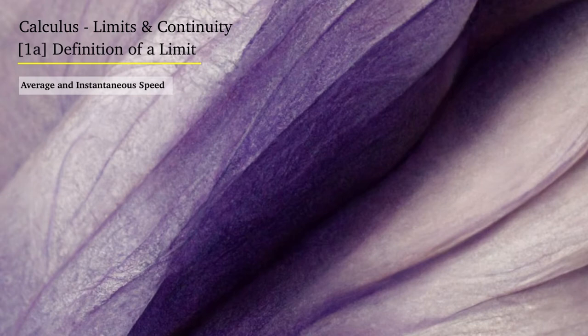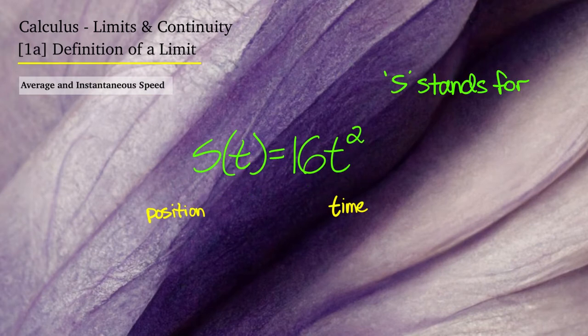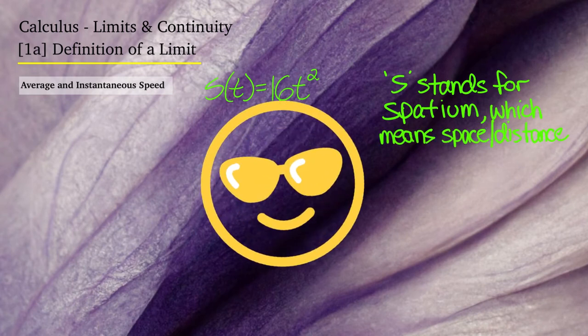Let's start with a position function. S of t equals 16t squared. T represents time and S represents position based on time. But S really stands for spatium, which means space or distance in Latin. Great, we have a position function.